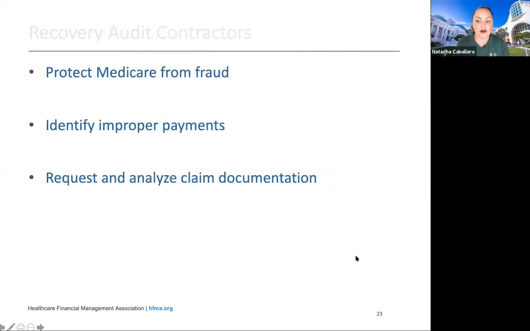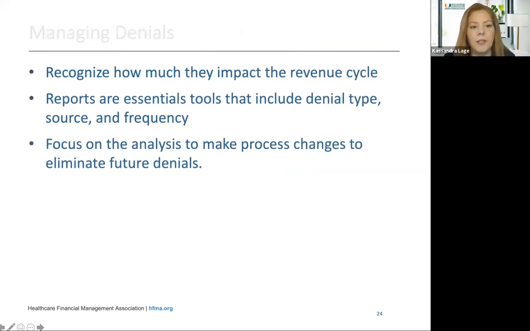The mission of the RACs is to protect Medicare from fraudulent and abusive billing. When a RAC identifies improper payments, they notify the MAC of the applicable claims. The MAC then adjusts the claims to reflect the proper payment amounts. If it's an overpayment, then a demand letter is sent to the provider to recover the payment. Denials have a significant impact on the revenue cycle. The most obvious impact is the lost reimbursement and increased collection fees, but productivity of staff is impacted as well due to rework, research, and appeal processes.